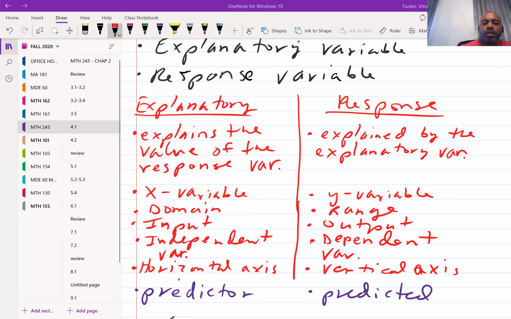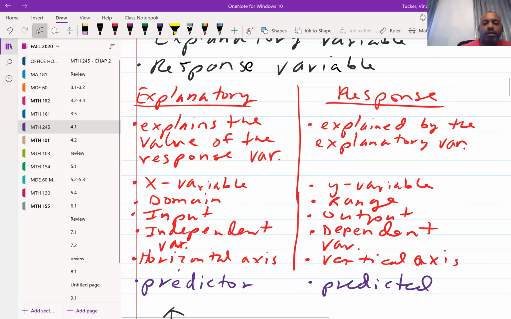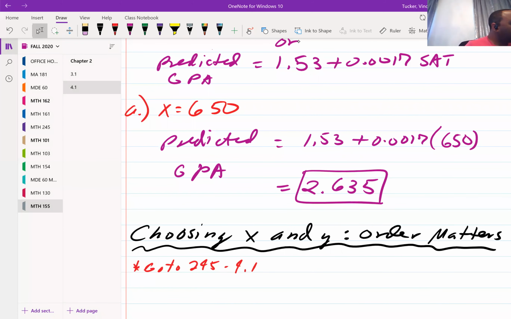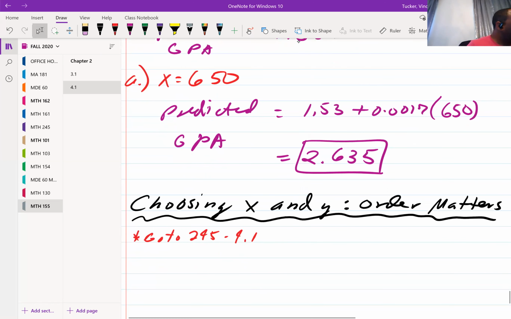All right, any problems with this? Everybody still copying? All right, so let me see, I think that is the last thing out of this section. All right.